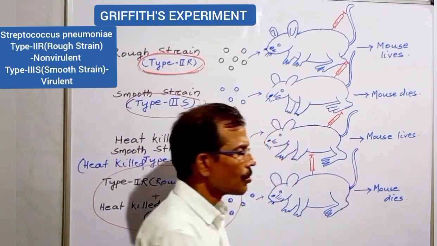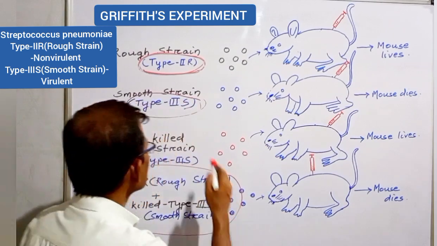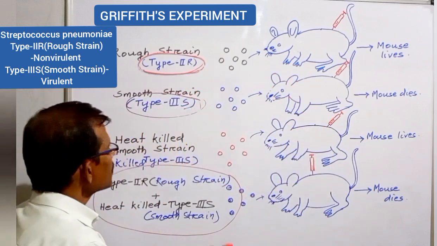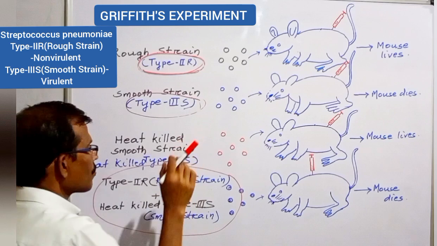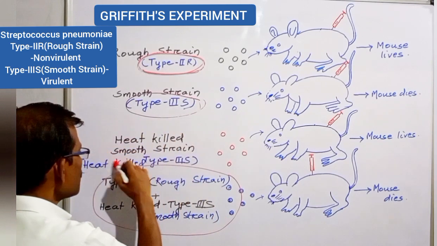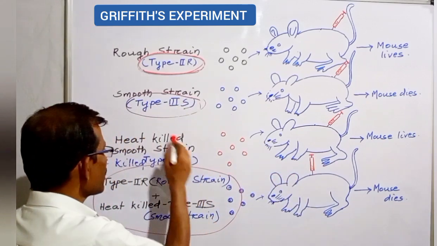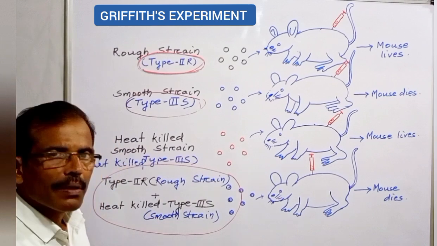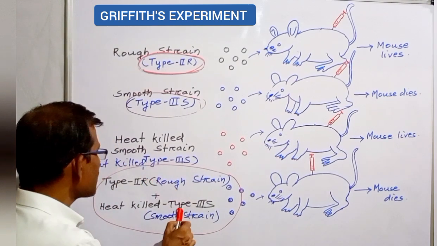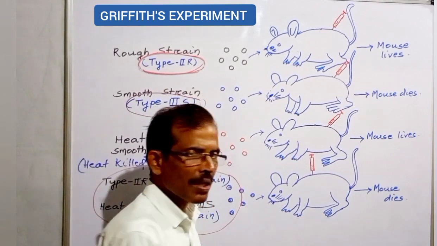So the finding is interesting because when we inject type 2R bacteria alone into the mouse, it survives. This is because the strain is non-virulent. And when we inject heat-killed type 3S strain into a mouse, it survives. This is because the bacteria has been killed by heat. But when the mixture containing live type 2R bacteria and heat-killed type 3S bacteria was injected, the mouse died of pneumonia.